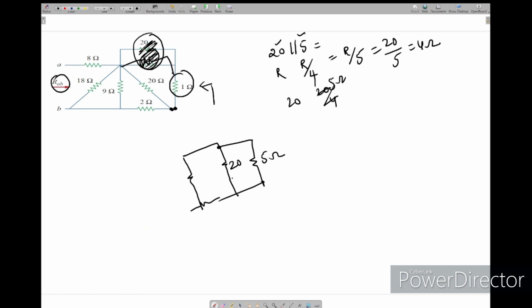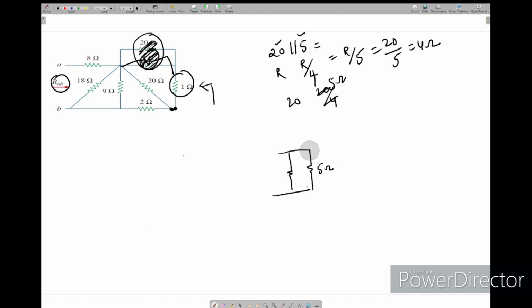Again we have here, right. So what we got here is 5 ohm, here it is 20 ohm, it is 2 ohm, 9 ohm. So now again we can simplify this. Again same, 20 in parallel with 5, we will get 4 ohms. Here 4 ohms, we can replace this circuit with 4 ohms.